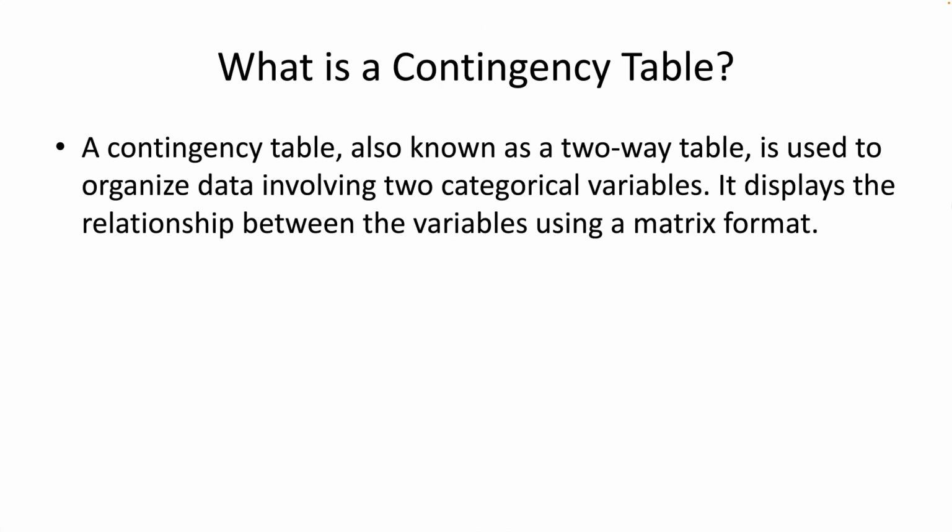A contingency table, also known as a two-way table, is used to organize data involving two categorical variables. It displays the relationship between the variables using a matrix format. Let's take a look at an example.